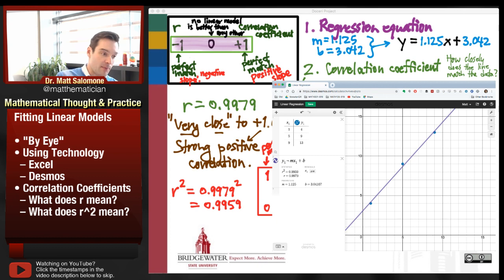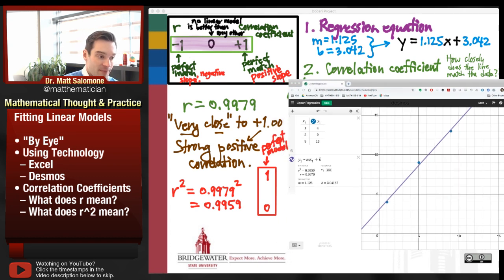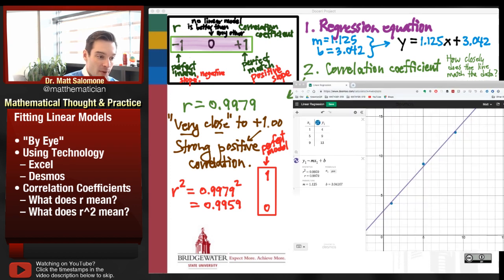Now I'm writing underneath my graph again. Let me scoot that off to the side. On one end of the spectrum, we have a perfect model when r squared is equal to 1. On the other end of the spectrum, when r squared is equal to 0, we have sort of no correlation. No linear model is better than any other linear model. And so the closer that r squared gets to 1, the stronger the correlation that the linear model is giving us.